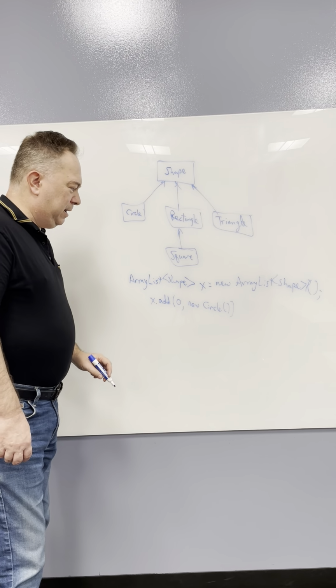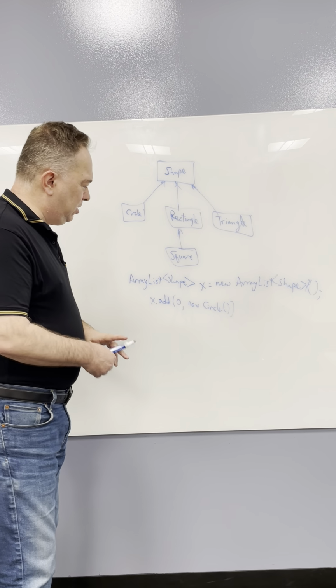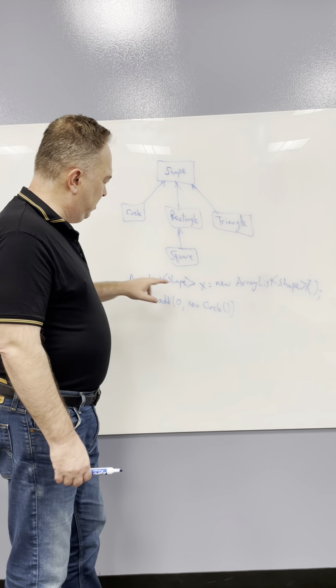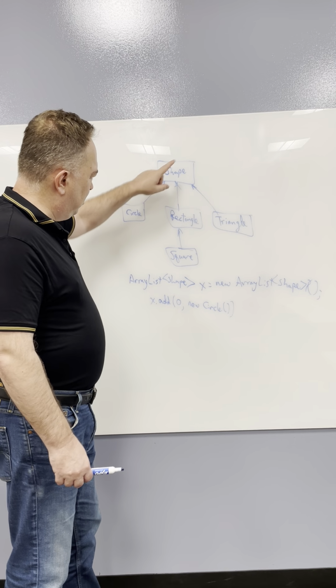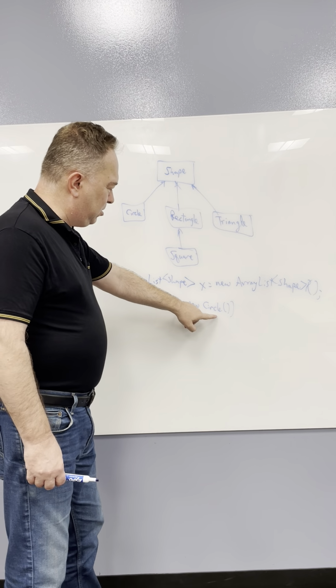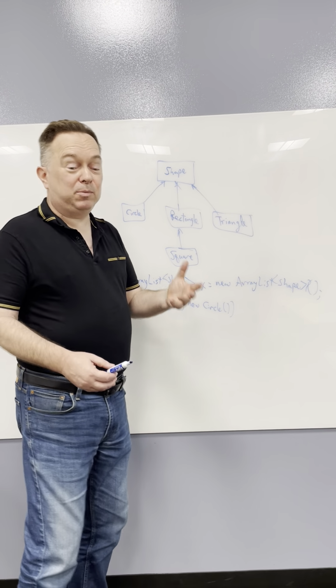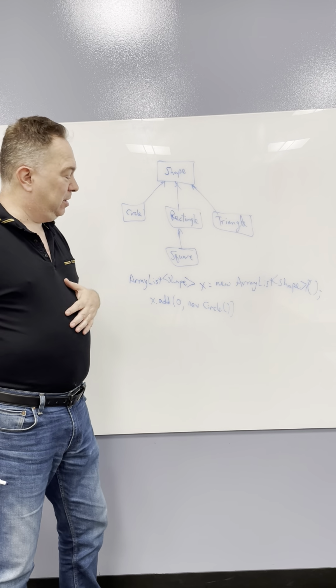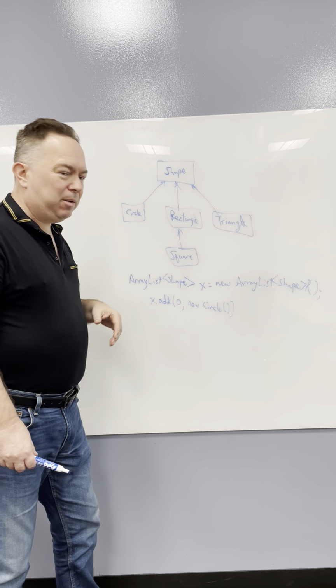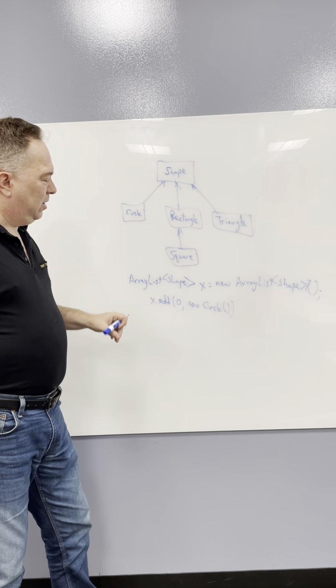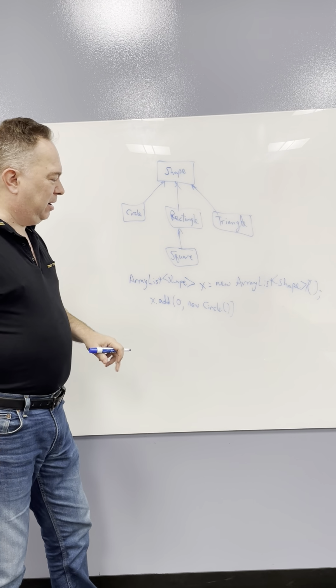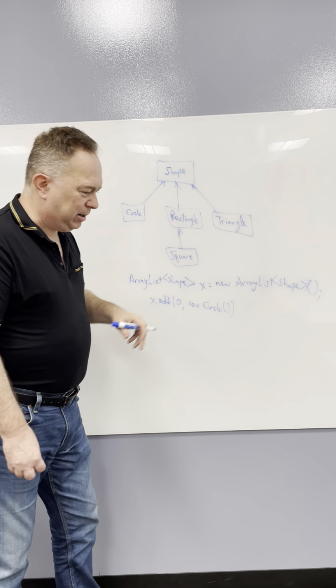Okay. Now remember in the last lecture I said you can only have the same type of things in an array list. Well, according to this diagram, a circle is a shape. In fact, that's what it's called. It's an is-a relationship. A circle is a shape in this design. So that's okay. We can put a circle in here. We can put a rectangle in there. We can put a triangle in there.